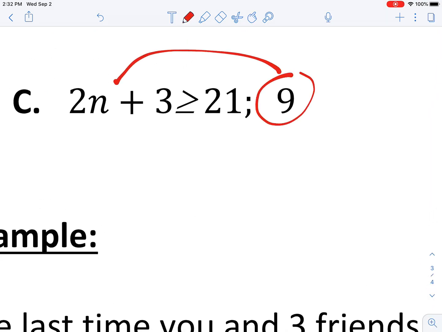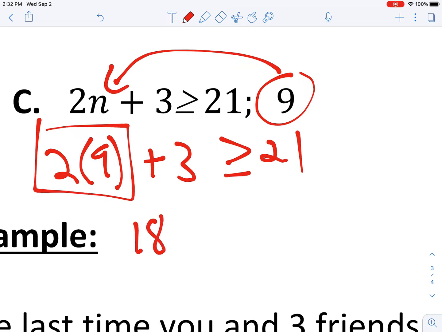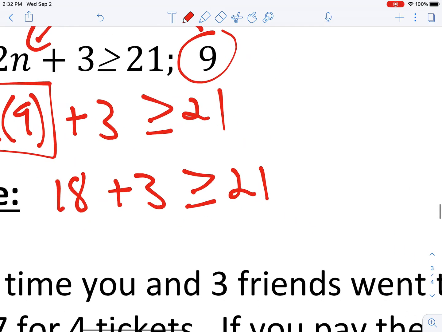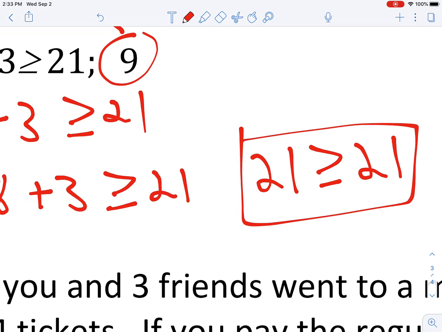Lastly, take your 9, plug it in. 2 times 9 plus 3 is greater than or equal to 21. Okay, well, this comes out to be 18 plus 3 greater than or equal to 21. 18 plus 3 is 21. So the last thing I find here is 21 is greater than or equal to 21.